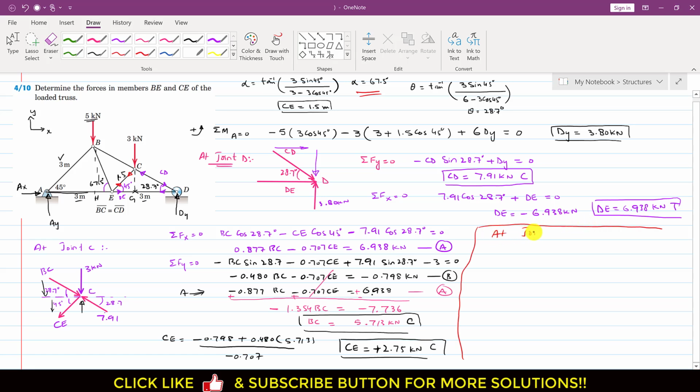So let me write at joint E, and if we draw the free body diagram at joint E, this CE is compressive force, so it is acting towards the joint. Let's say that this is joint E. This DE force is acting away from the joint, since it's a tension force. This is the DE, and CE force is compressive force, so it will be acting towards the joint E. This is that CE, whose magnitude is 2.75, and this CE is making 45 degrees. Similarly, the AE magnitude and direction is not known, so let's say this is the AE force acting away from this joint E.